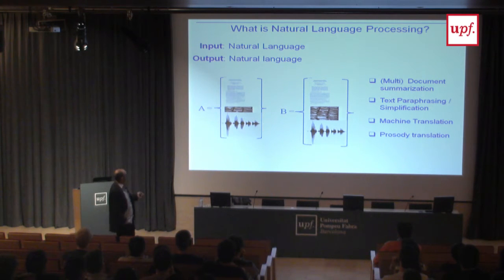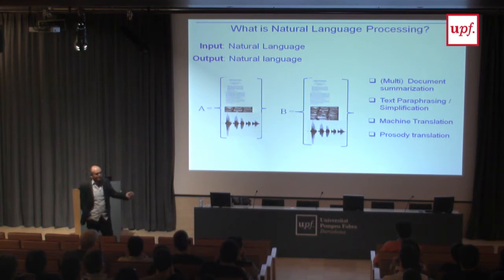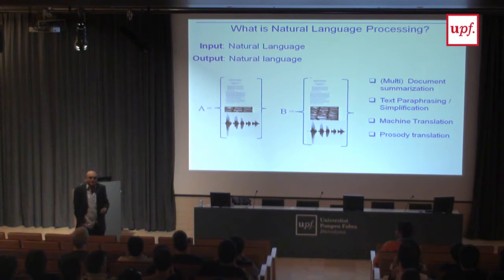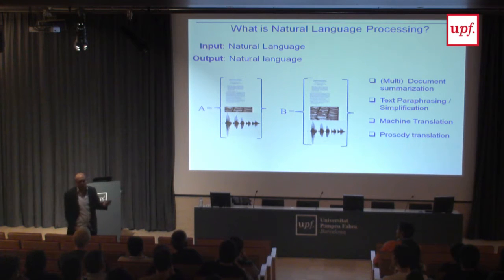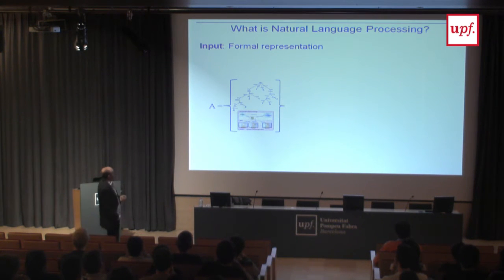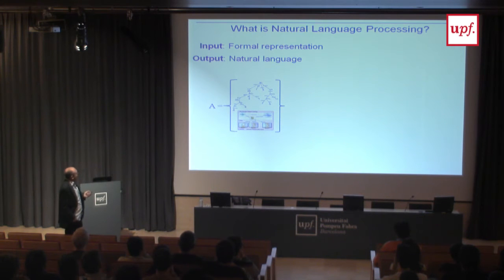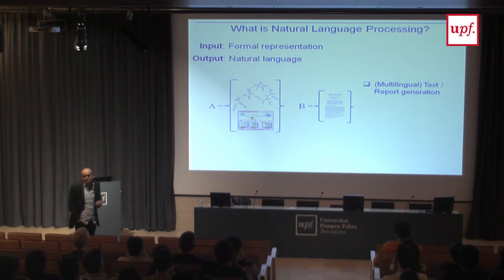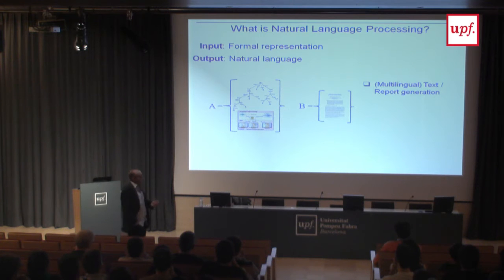And if we have speech on both sides, then we do, for example, prosody translation. Obviously, we can also imagine speech as input and text as output if we are doing, for example, language transcription. Okay, and now if we have a formal representation as input and natural language as output, then what we do is multilingual, maybe monolingual, text generation from a formal representation.